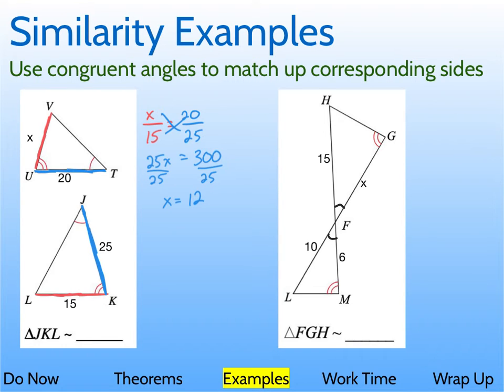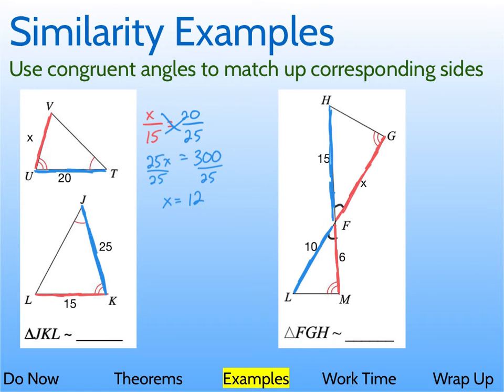So now let's label these again. I'll start with the x again, because why not? And the x goes between the one arc and the two arc, just like 6 does right here. And then in blue, I'll label this 15, which goes between the one arc and the no arc, which matches up with the 10.